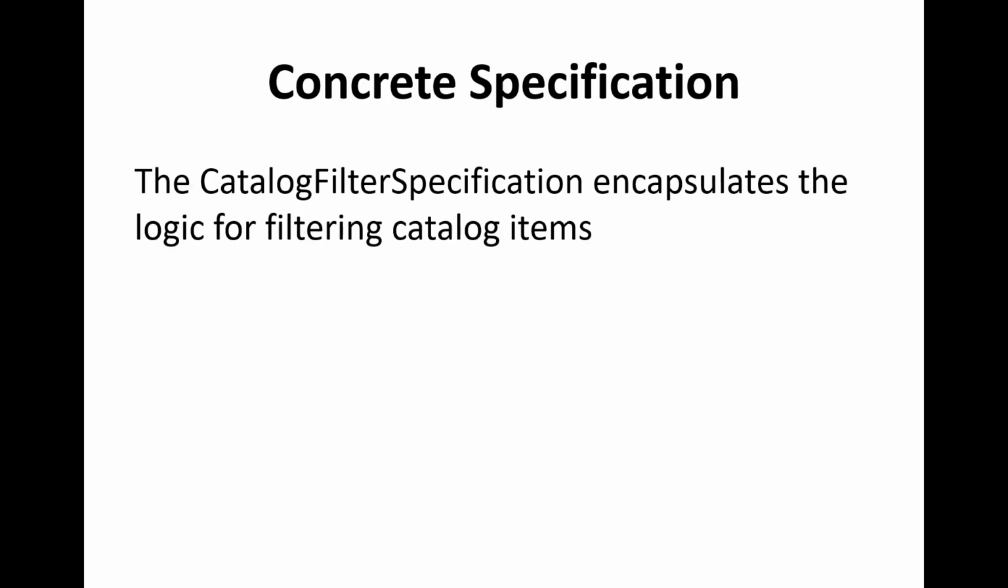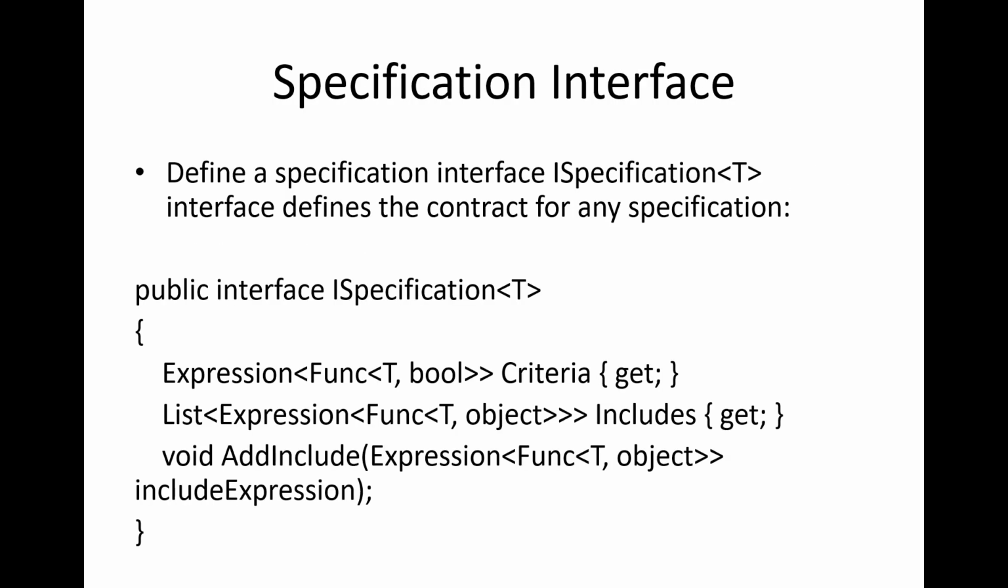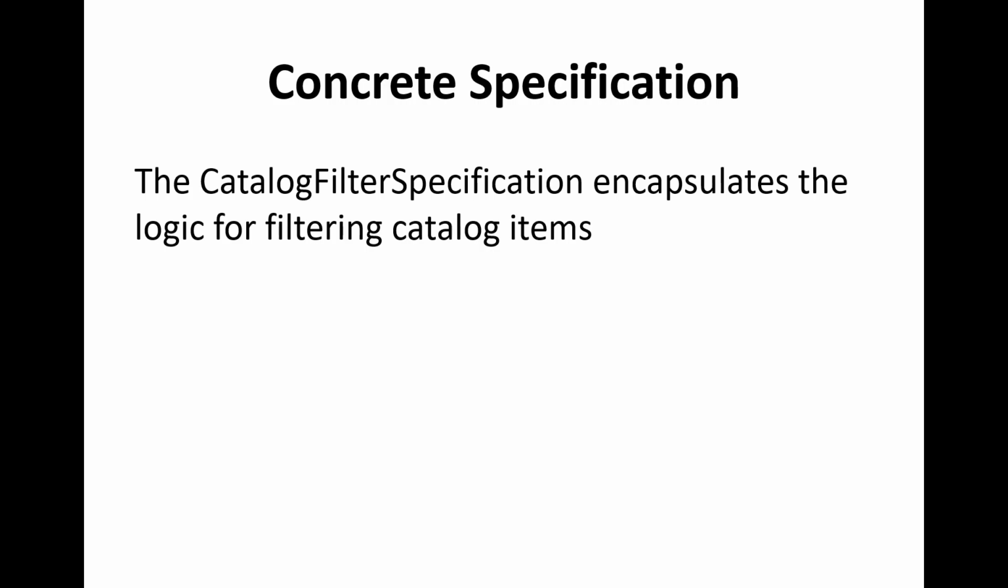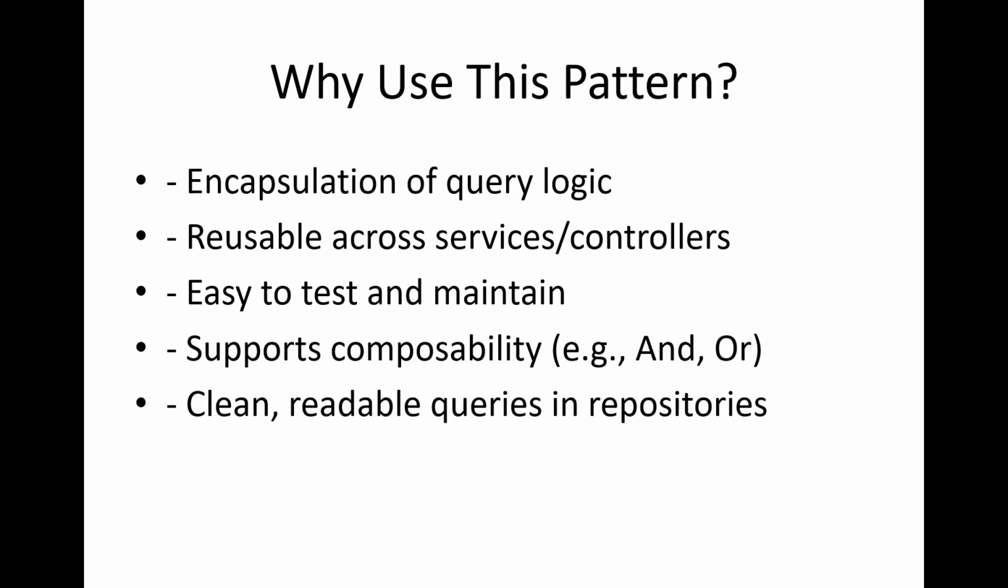So with this being said, let's see a quick specification. We are then going to implement a concrete specification, because the ISpecification interface is a generic interface. It could be used by a catalog filter as well as any other filters that we are going to implement in future. So this is the concrete specification. Then we need to look into why we are going to use this pattern, because implementing it will bring some complexity. So what's the reason we are going to use this pattern?